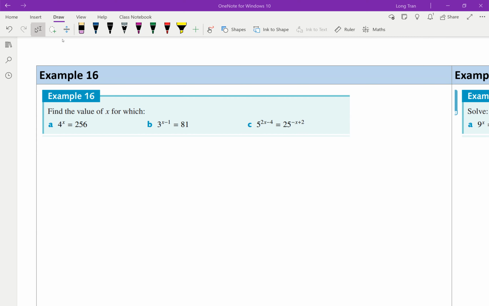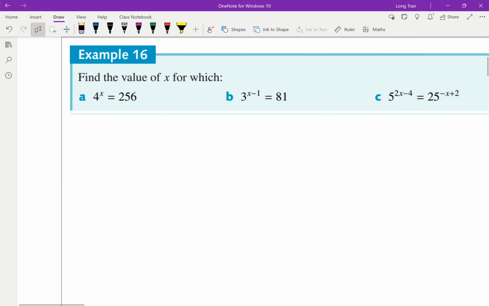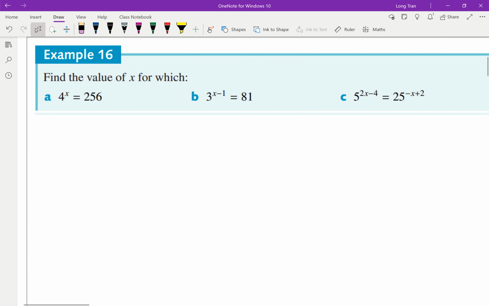Hey there, year 11s. Here we're going to be applying our exponential rules to solve exponential equations. So here we go. We're going to solve this by what we call solving by comparison. So we can see here we've got 4 to the power of x. This is equal to 256. Now normally, if we want to find x, we would need to remove the base 4.